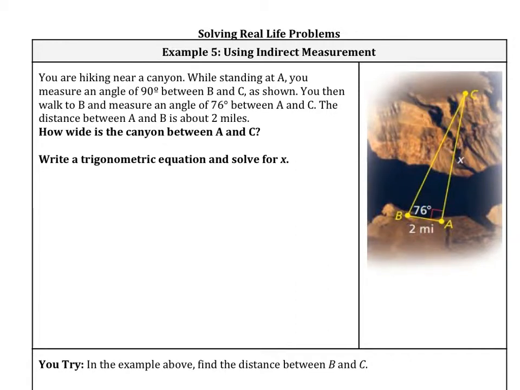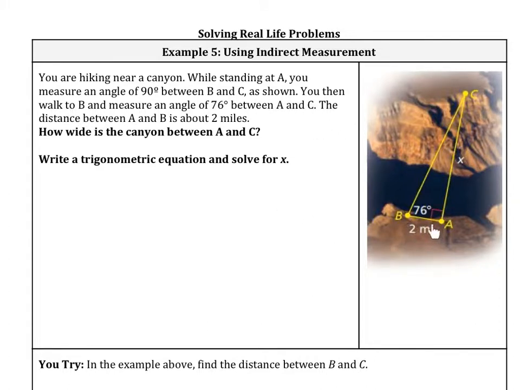Let's solve some real-life problems. So example 5, we're using indirect measurement. It says you are hiking near a canyon. While standing at A, so you're standing here, you measure an angle of 90 degrees between B and C. Okay, so this is 90 degrees. You're measuring that between B and C as shown.